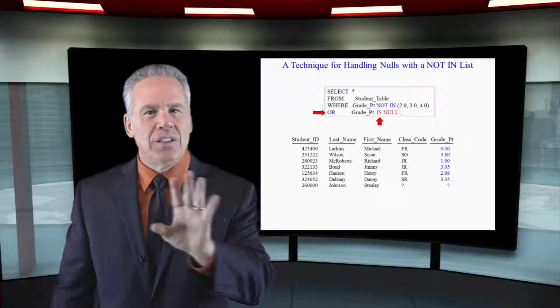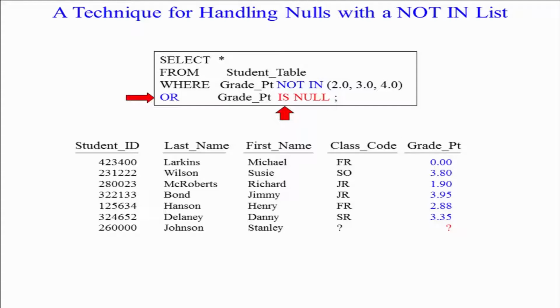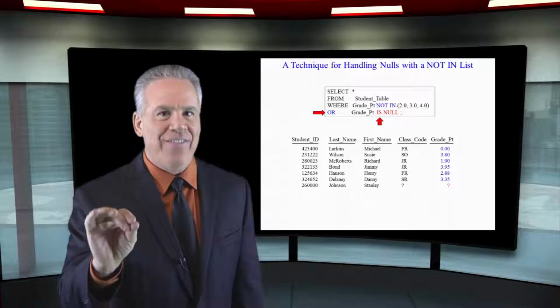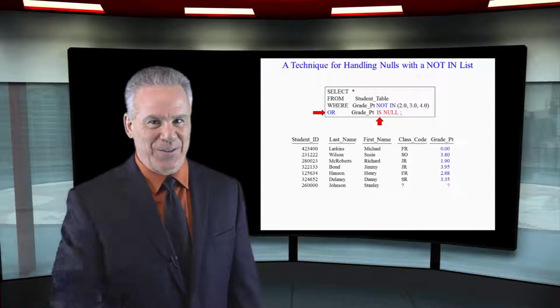So this is a little technique when I'm dealing with a NOT IN that guarantees success, and the boss always goes, "You're a genius, Tom." Now, I've got where grade point not in 2.0, 3.0, 4.0, or grade point is null, and that's a nice technique to use.